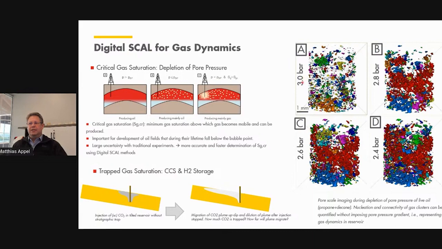And you see at relatively high pressure, you see only very small clusters, a lot of different colors, very disconnected. So basically, we are not in the situation that the gas clusters are connected. But while we are depleting the pore pressure of that rock, you see that eventually a massive red cluster develops, connected from the bottom to the top, therefore establishing the critical gas saturation in that case.